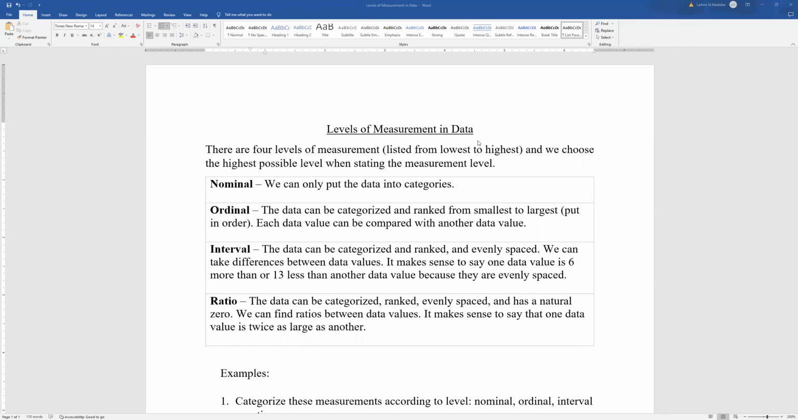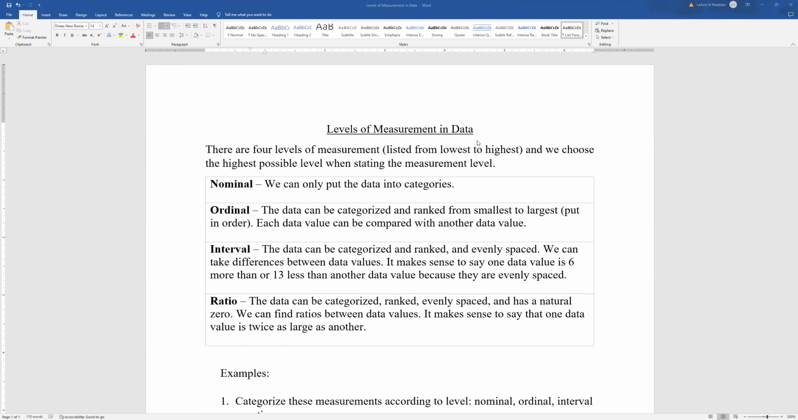Hello, we are looking at a short video on levels of measurement in data. There are 4 levels of measurement listed from the lowest to the highest. We have a hierarchy, and we choose the highest possible level when we're stating the measurement level.